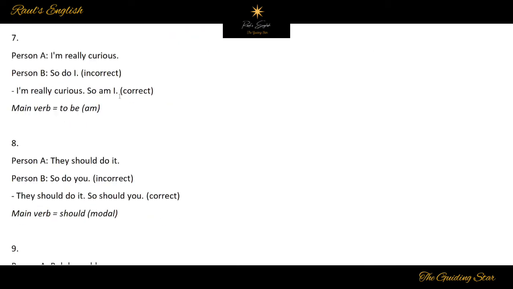Number 7. "I'm really curious," person B says, "so do I." Incorrect. "I'm really curious" means "I am curious," so the verb is "to be," "am." I am, you are, he, she, it is. All right, so "so am I."